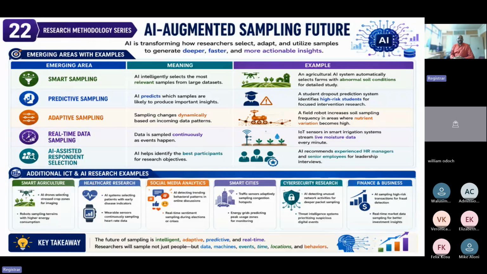We can use AI and digital-based research in smart agriculture and in healthcare. These wearables, what we wear, fetch data. You can even see a change in focus because it is using AI systems to autofocus on what is coming in front of it. Then social media analytics, smart cities, cybersecurity research, and finance and business. So AI is good, but without data, AI is not good. That's what I want to tell you here now.